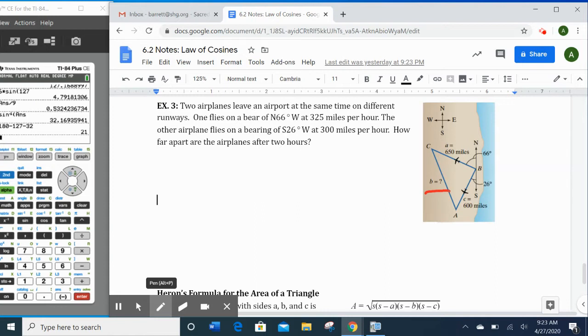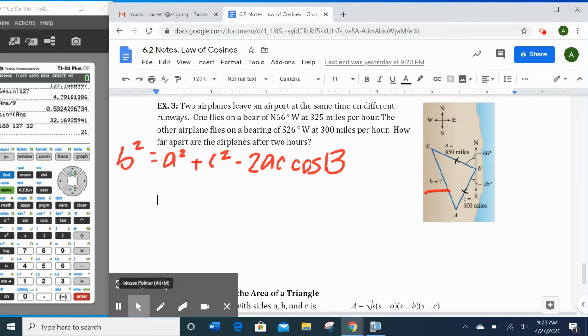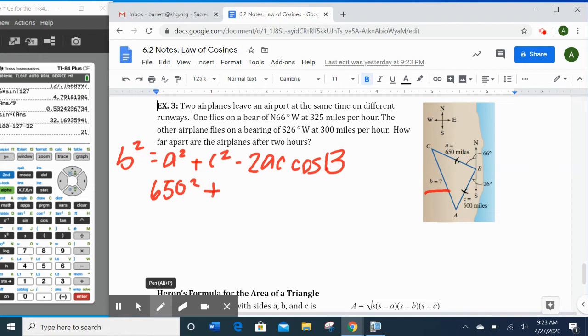So if I want to find side B, B squared is equal to A squared plus C squared minus 2 times A times C times the cosine of B. And so right now, the only issue is that I know side A is 650. So I guess I can go ahead and write that down. I know side C is 600. So 650 squared plus 600 squared minus 2 times 650 times 600. But it looks like I don't know angle B.